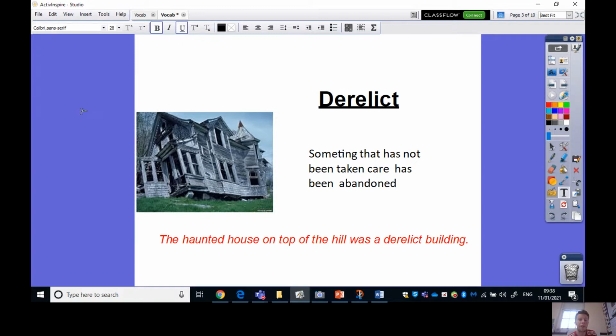So you could have a deserted and derelict place or deserted and derelict building. For example, the haunted house on top of the hill was a derelict building. It had not been taken care of and people thought it might be haunted.